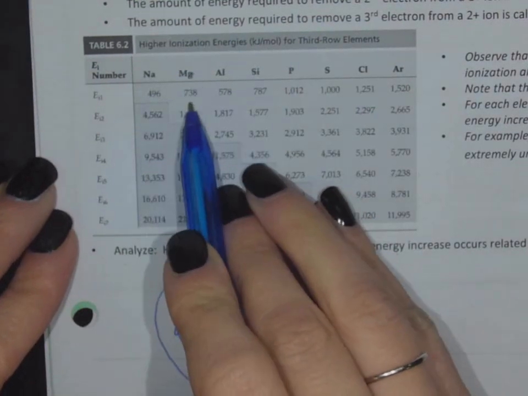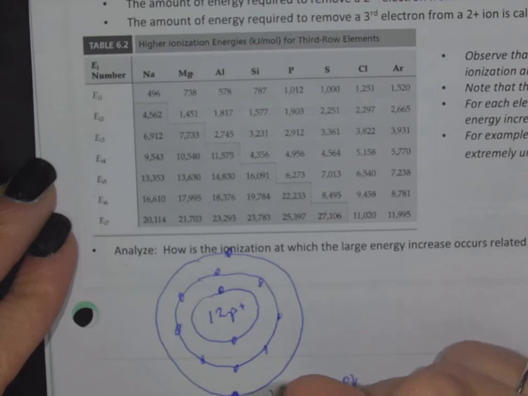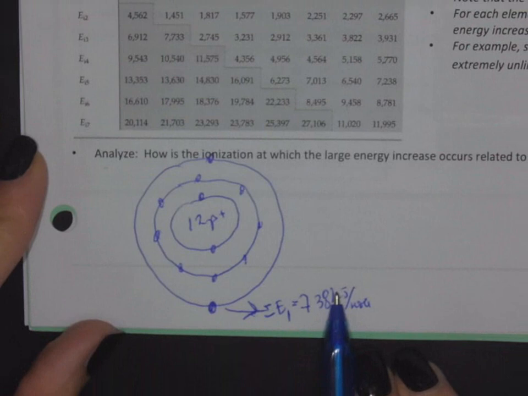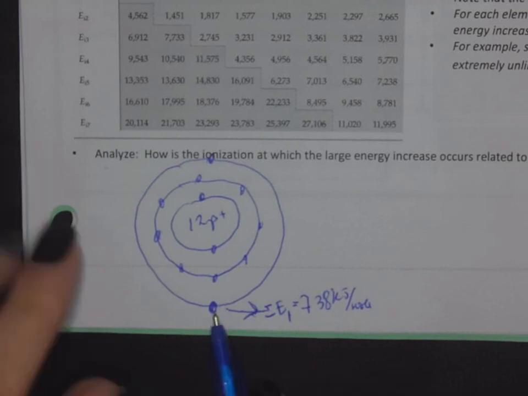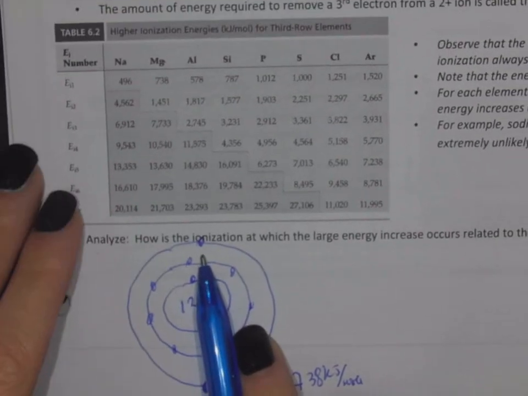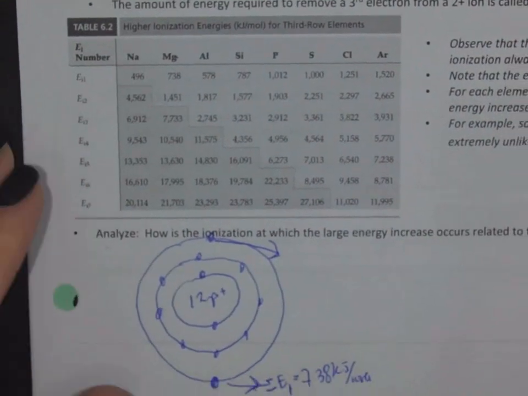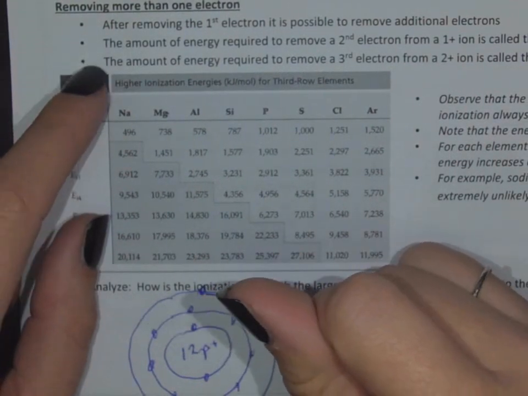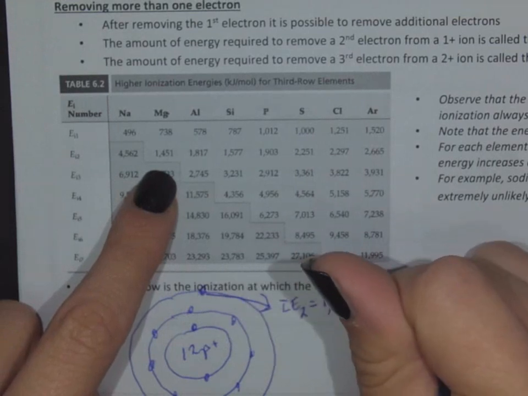The first ionization energy was 738 kilojoules per mole. Okay, so it took 738 kilojoules of energy to remove 1 electron from a mole of atoms. Now that this one's gone, if I try to remove a second one, it'll take a little bit more energy. Okay, let's see how much. Ionization energy 2 would be 1,451 kilojoules per mole.